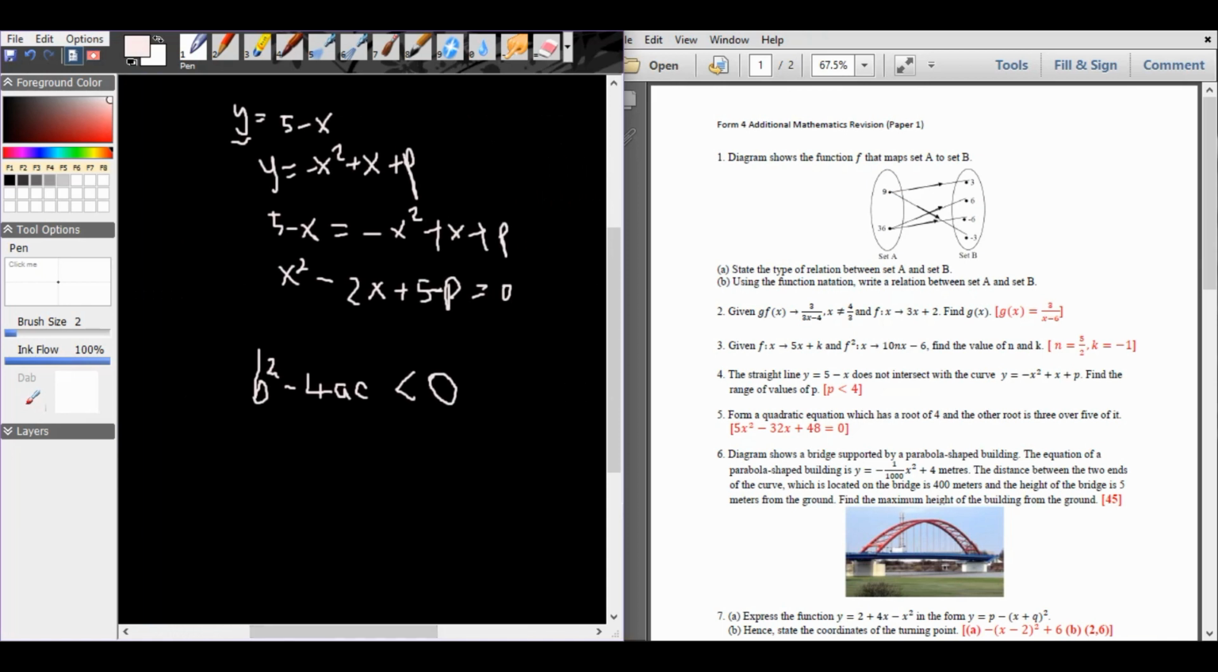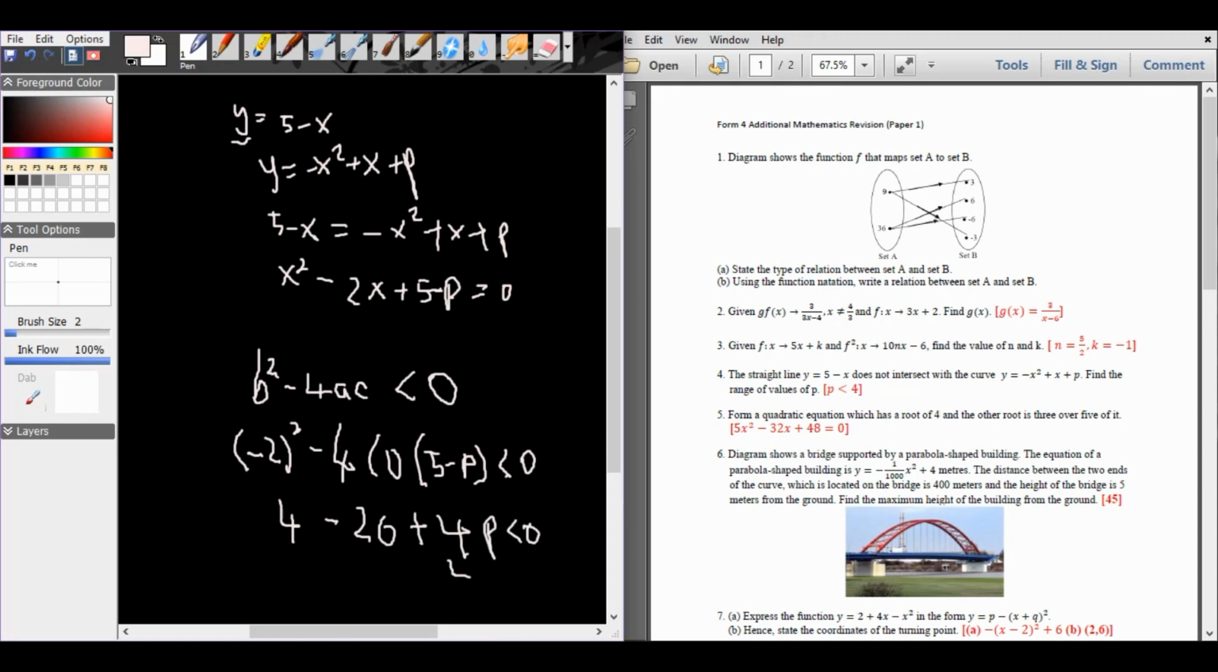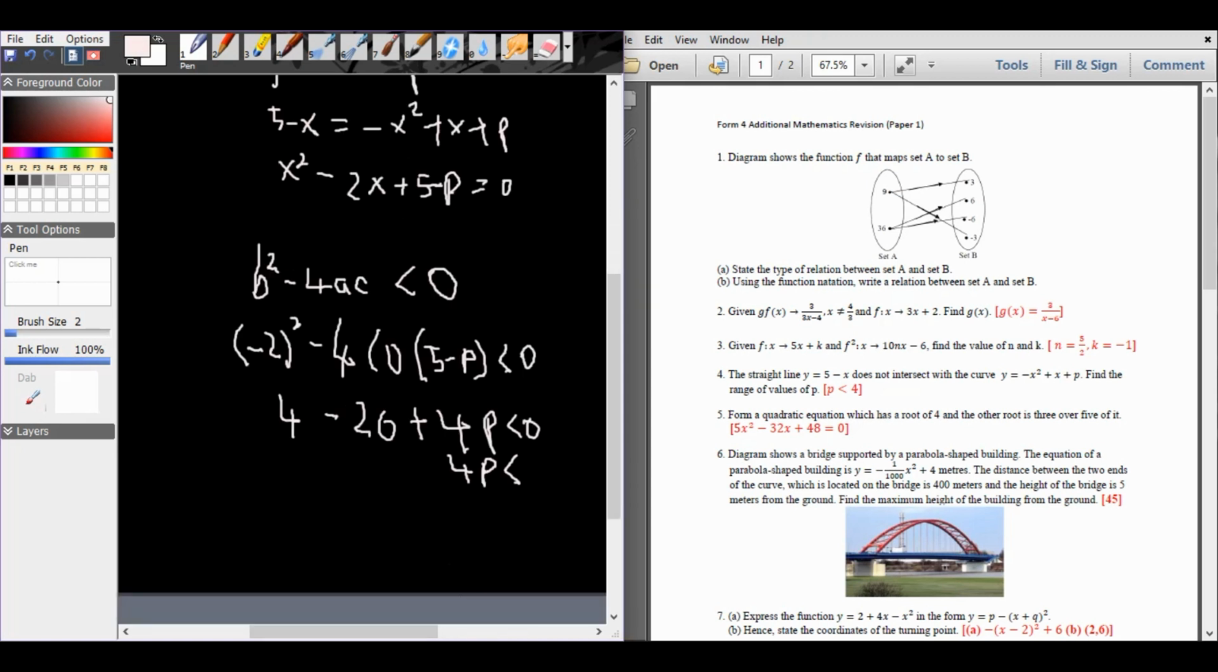Okay, so b is negative 2, negative 2 squared minus 4, a is 1, c is 5 minus p, less than 0. Solve this. 4 minus 4 times 5, 20 plus 4p less than 0. So 4p less than 4 minus 20 is negative 16. So positive 16, p less than 4.